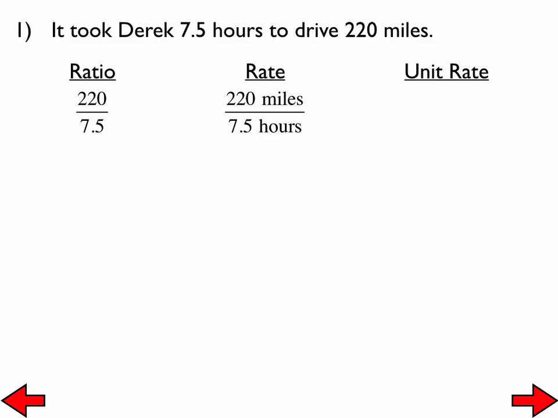Now, from that rate, we can find the unit rate. Now, I'm going to do the math for you here. So to find the unit rate, 220 divided by 7.5, so that's 29 1/3 miles per hour. 29 1/3 miles per hour. That's the unit rate for this situation.